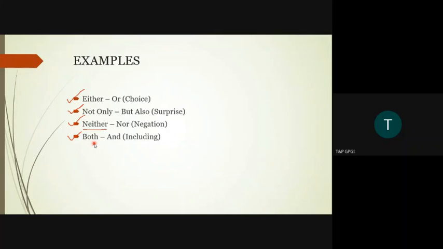I'll give you one more example of these four: inclusive, choice, negation, and surprise. The first one is: not only was it of great quality, but it was also cheap. So guess whether it will be a choice, surprise, negation, or including. Not only was it of great quality, but it was also cheap.